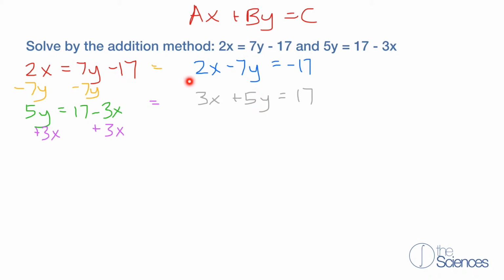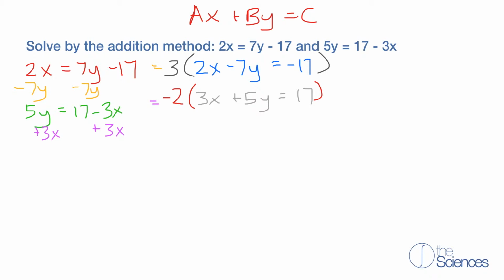So now what we want to do is get our variables to cancel out. So to cancel out our x variable, we're going to have to get them into a multiple of 6. So 3 times 2 is 6, and 2 times 3 is 6. Now because we're working with a positive number in our first equation and a positive number in our second equation, one of our multiples will have to be negative so that they cancel out. So in our first equation, we're going to multiply by 3. And in our second equation, we're going to multiply by negative 2.